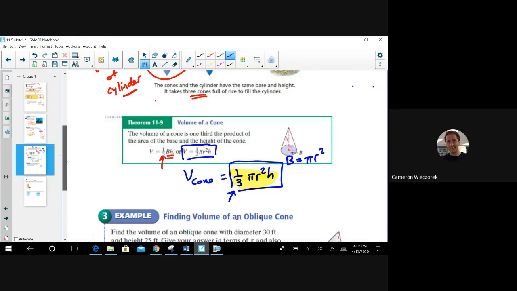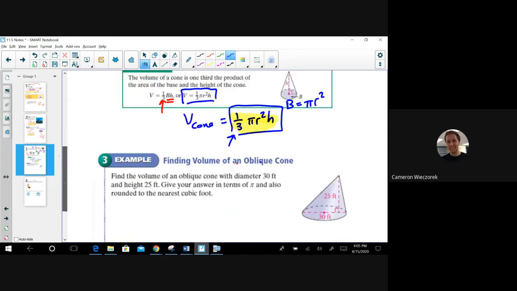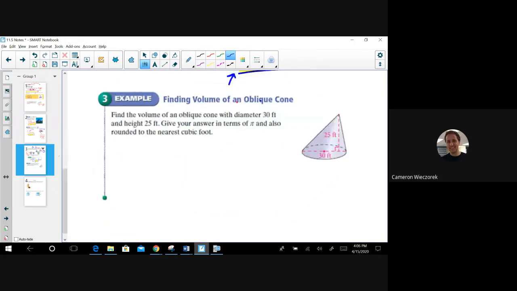Okay, so here we go. We have a nice oblique cone, a little bit tilted. Find the volume of an oblique cone with a diameter of 30 feet and a height of 25 feet. We're going to give our answer first in terms of pi, and then we're going to round it to the nearest cubic foot. So I'm going to write out my formula. 1/3 pi r squared h.